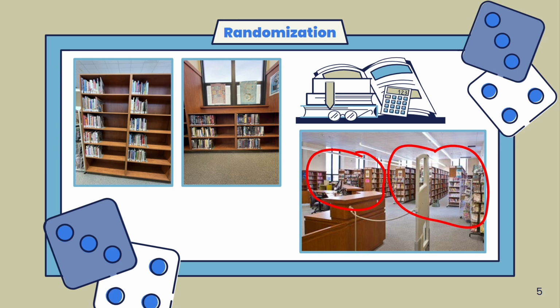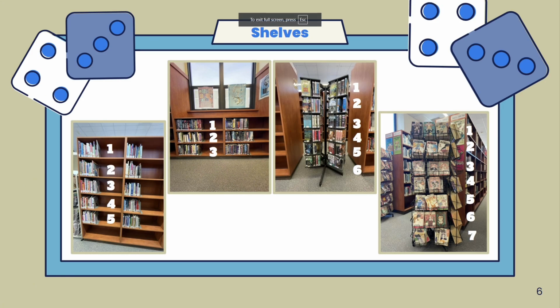There's also many types of shelves, so our randomization has to be carried out in different ways, yet follow the same procedure, so that every book has an equally likely chance to be selected. Next slide. So to do this, we numbered the shelves as said before. As you notice, there's four types of shelves here.